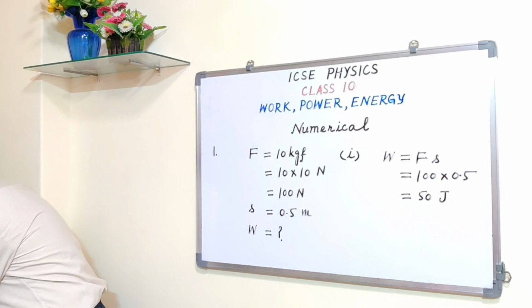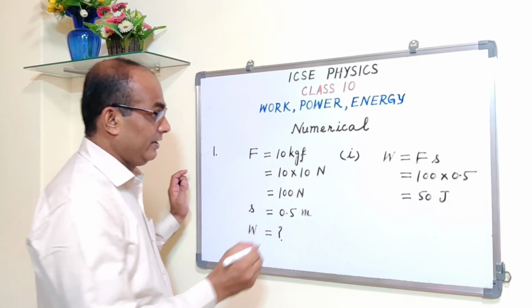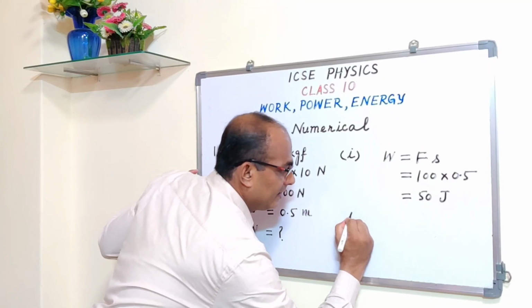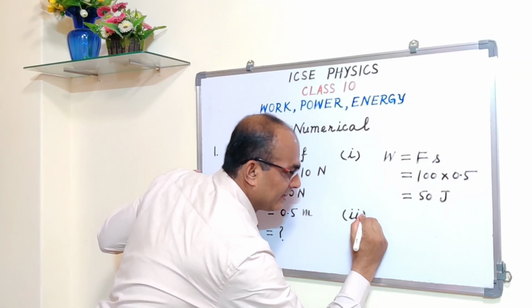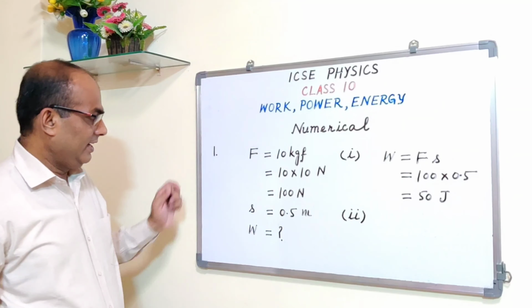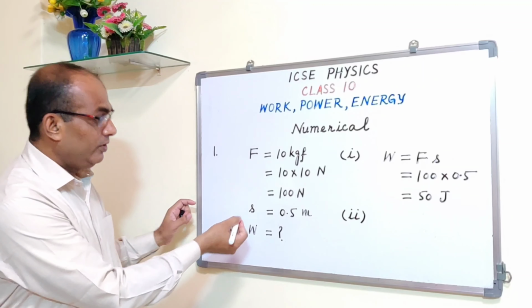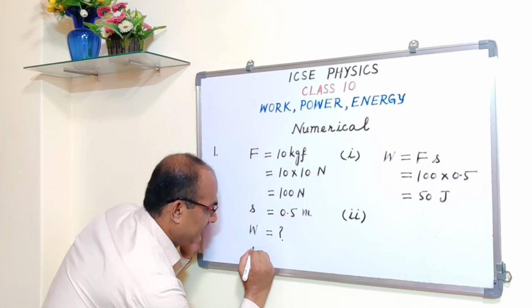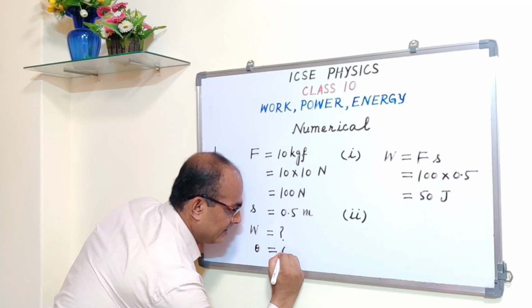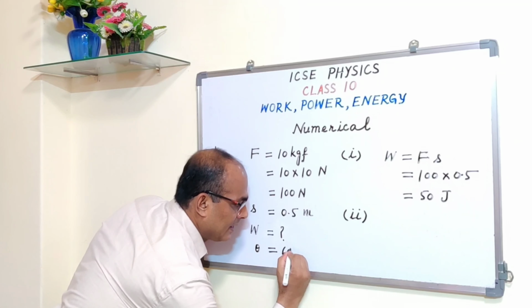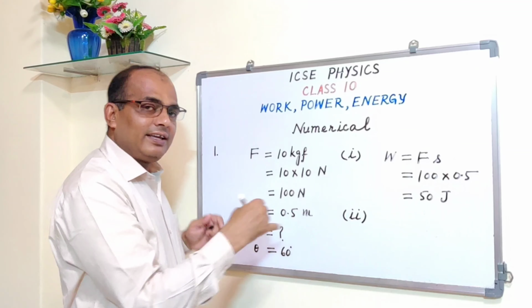Now next, the second sub question is, when theta is given. Theta is given 60 degree. That also we can write down here only. Theta is equal to 60 degree. So in this case, again write down the formula.